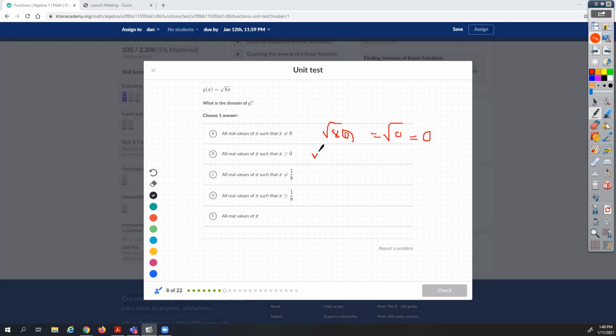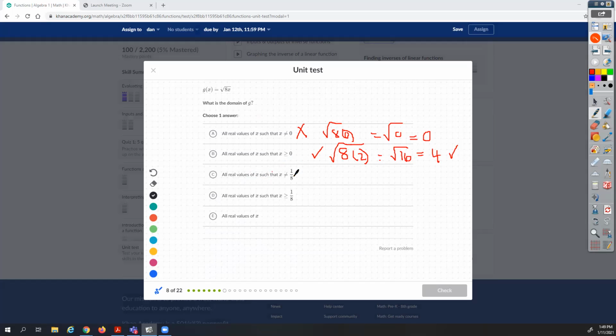It says all real values of X such that X is greater than 0. This works, right? Can it be 1? Yes. Can it be 2? Yes. Can it be 3? Yes, because if I take this here, let's say 2, this will give me the square root of 16. And what's the square root of 16? 4, right? So this one works as well, but let's see if we have a better answer, okay?